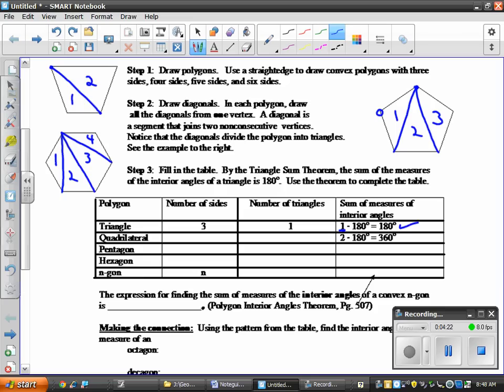This we know, and I know that this seems kind of redundant, but the fact remains that we're setting up a pattern here to see if we can derive this theorem, which is called the polygon interior angles theorem.